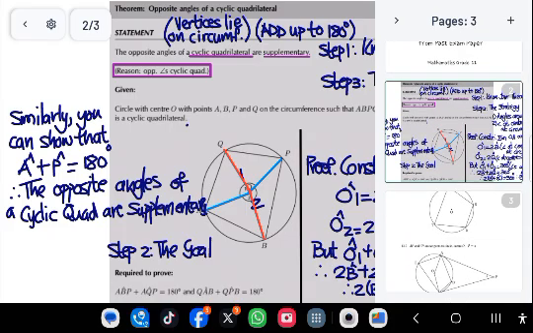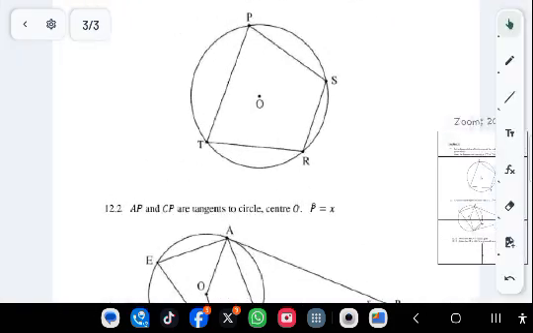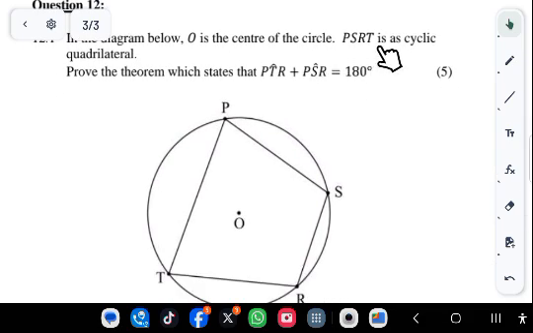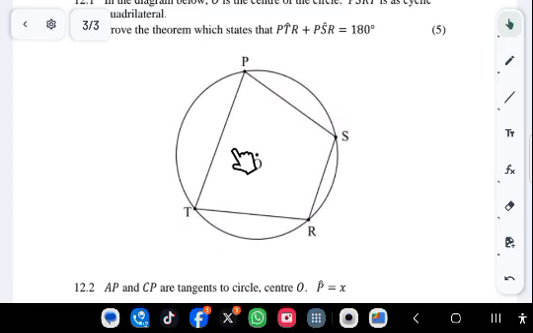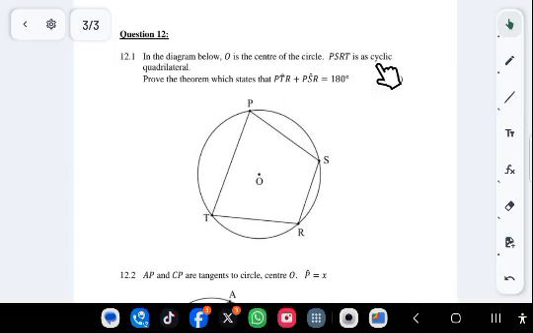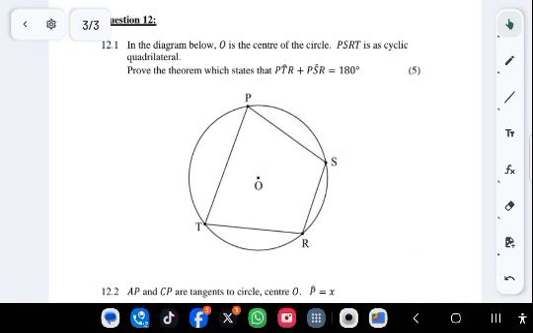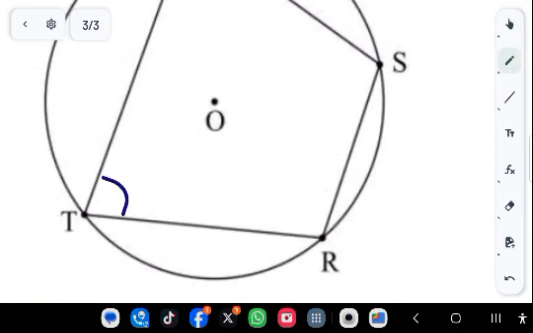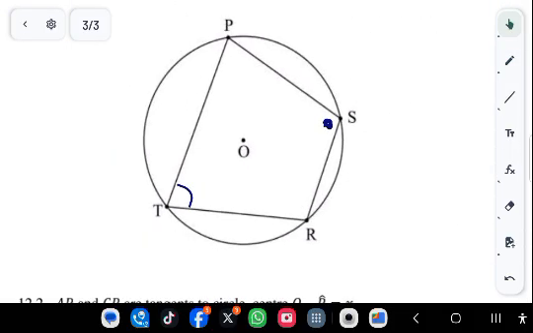Now, let's go ahead and look at examples from past exam papers. 12.1 says, in the diagram below, O is the center of the circle, PSRT is a cyclic quadrilateral. Prove the theorem which states that angle PTR plus angle PSR is equal to 180 degrees. We are now asked to prove the same theorem we just proved.